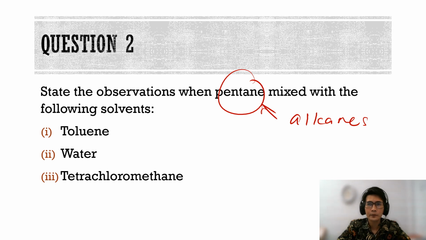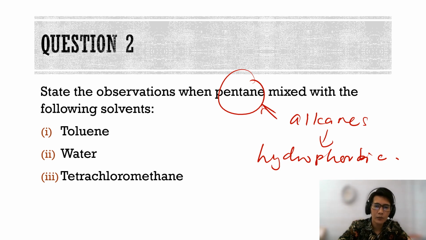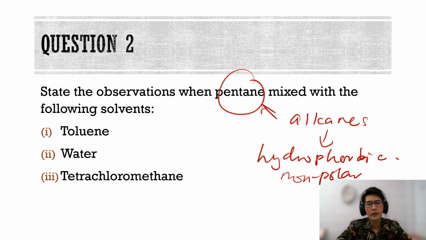Alkanes are hydrophobic compounds. They are also non-polar. If it is hydrophobic, it means it does not like water. Hydro is water, phobic is phobia. Okay, it has a phobia of water, it doesn't like water. Therefore, pentane does not mix with water.